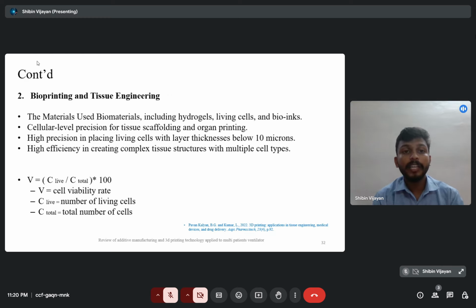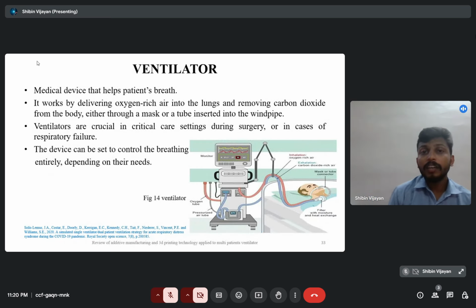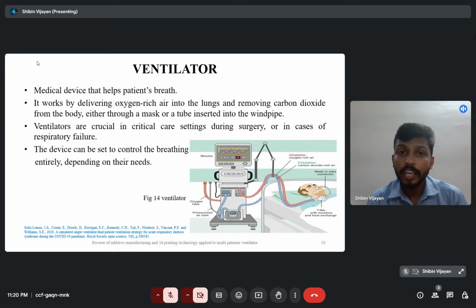Next is bioprinting and tissue engineering. The materials used are biomaterials including hydrogels, living cells, and bioinks, with cellular level precision for tissue scaffolding and organ printing, and high precision placing of living cells with a layer thickness below 10 microns, and high efficiency in creating complex tissue such as multiple cell types.